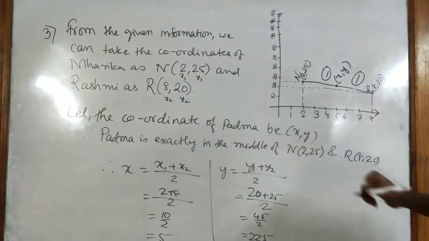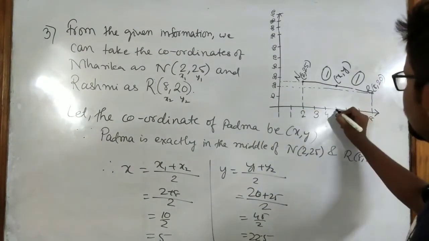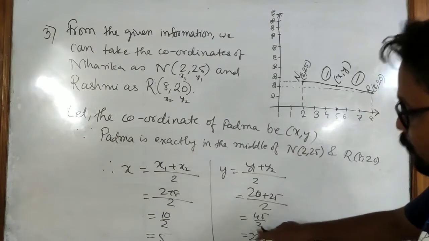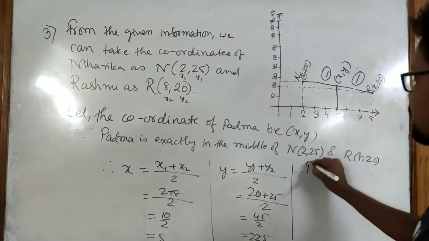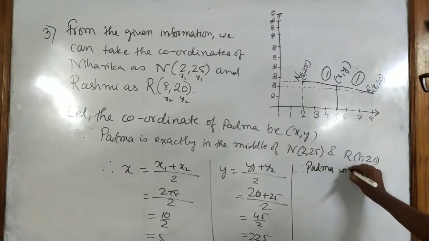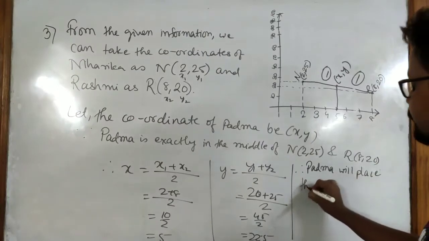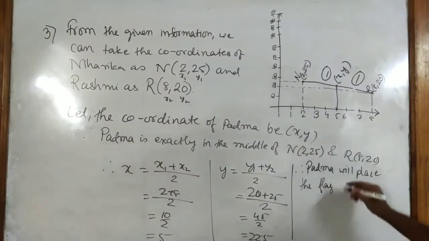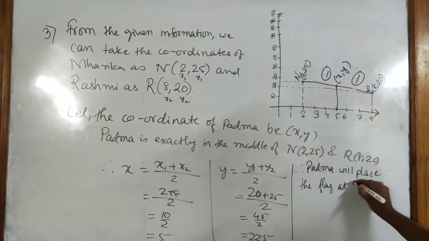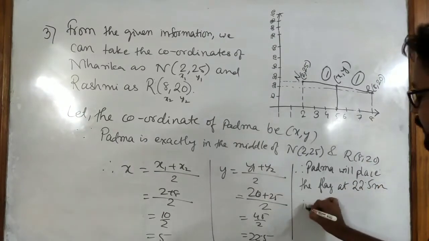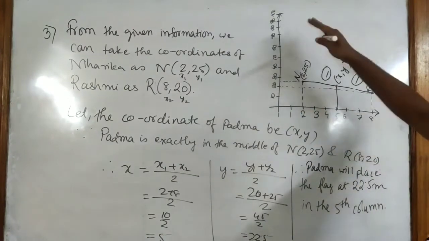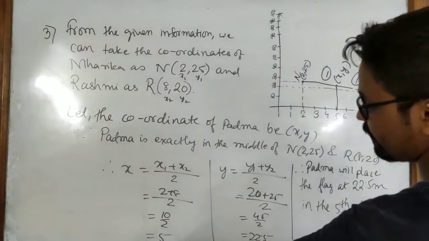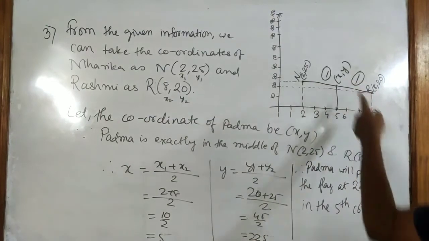That means, what does it mean here? That means x means the fifth column. So Padma will be here, fifth column, and the distance will be 22.5. So this distance will be 22.5. So therefore Padma will place the flag at 22.5 meter in the fifth column, right? I hope you understood this part. X is the column and y is the row, meaning the distance. So it should be fifth column and 22.5 meter distance.